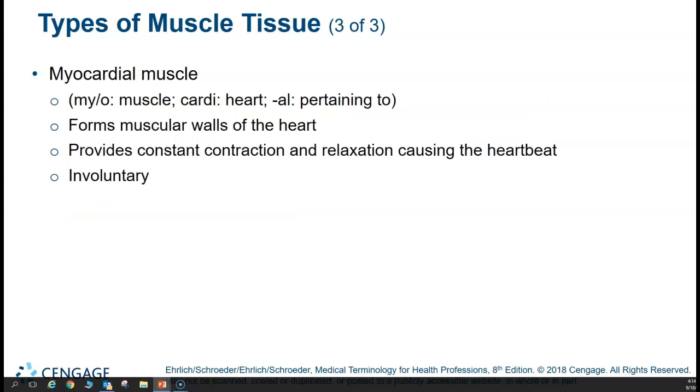And the last type of muscle tissue is myocardial muscle. And this is going to be the muscle tissue that's in the heart. Myocardial means pertaining to the muscle in the heart. We have a lot of different types of parts of the heart that we'll be talking about when we get into the cardiovascular system. But this again is involuntary. Our heart beats without us thinking about it. So the cardiac muscle is also involuntary.